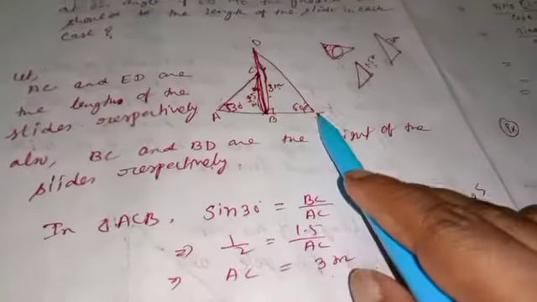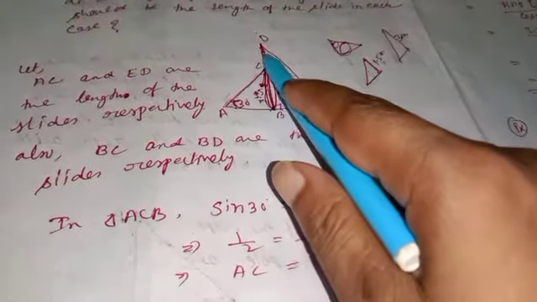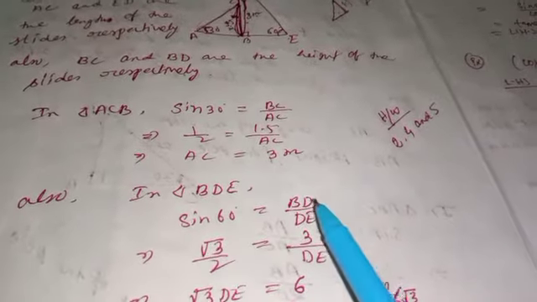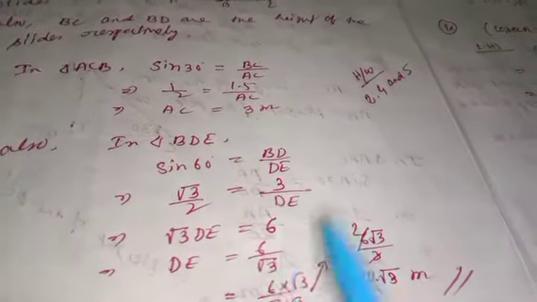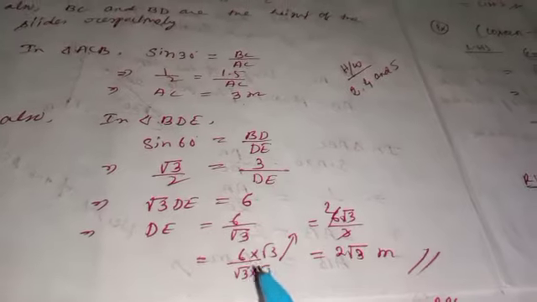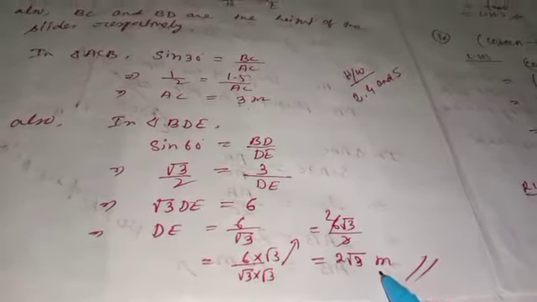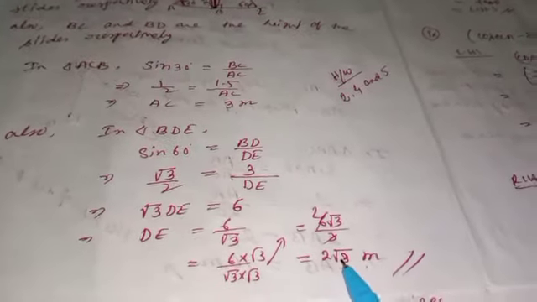Also in triangle EBD, this angle is here, BD is the base and ED is the hypotenuse. So P by H, sine 60 is BD by ED. The value of sine 60 is root 3 by 2, BD is 3, then root 3 ED is equal to 6, then ED is equal to 6 by root 3. Now if you rationalize it, rationalize means multiply by root 3 on numerator and denominator. Then 6 root 3 by root 3 root 3, that is 3, 3 into 2 is 6, means 2 root 3 meter. And the length of the slide for the elder children is 2 root 3 meter.